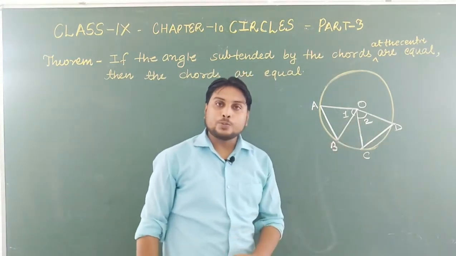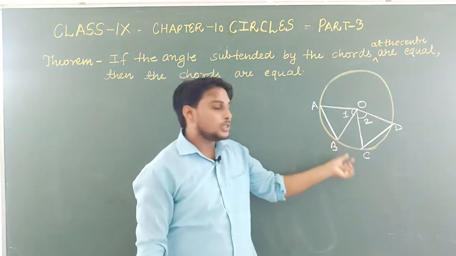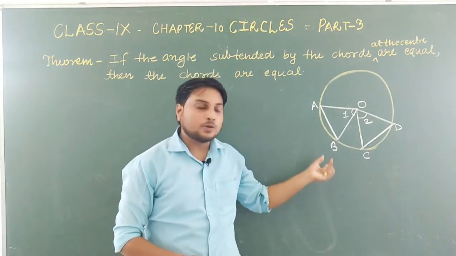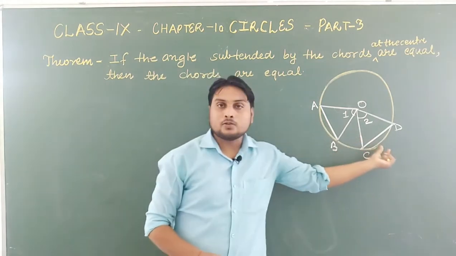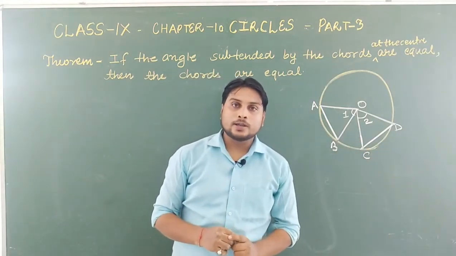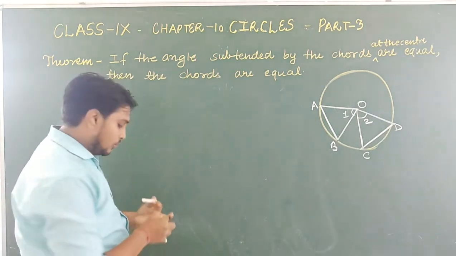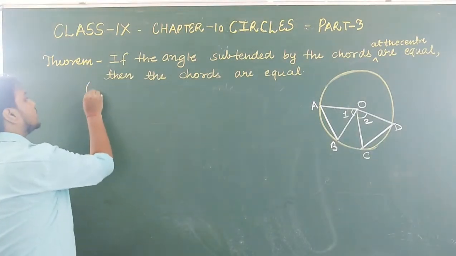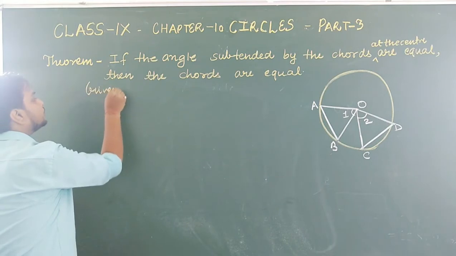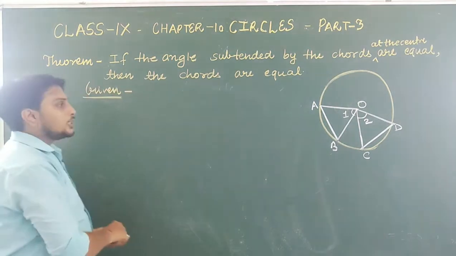So then we have to prove that the length of the chords are equal. Means this time we have to prove that the chord AB is equal to the chord CD. Okay, so how can we prove this, students? The same procedure we will follow. Firstly we will write the given part. Okay, so what is given this time?